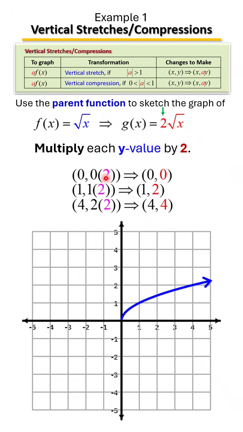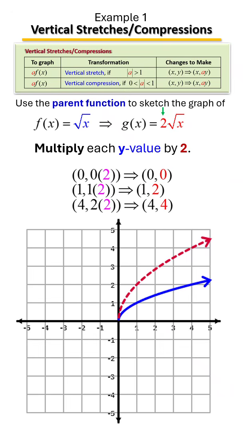So 0 times 2 gives me 0. 1 times 2 gives me 2. 2 times 2 gives me 4. These are my new points. When I plot them, my graph is going to look like so. So this was a graph that was vertically stretched by a factor of 2. So it is twice as high as it originally was.